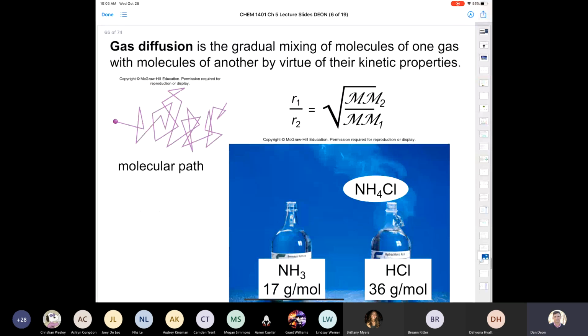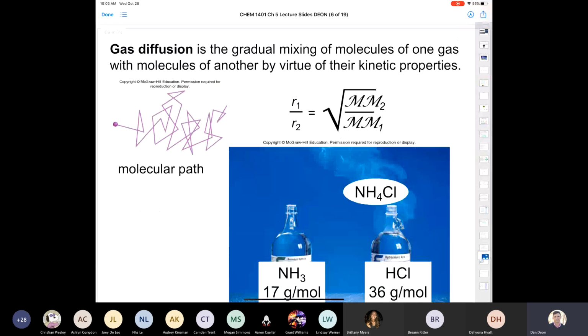Gas diffusion is the gradual mixing of molecules of one gas with the molecules of another by virtue of their kinetic properties. Look at this. This is the molecular path that I was trying to draw earlier, right? Remember, gas molecules are in constant random motion. They're just switching directions without even hitting the walls of a container. Okay, here's a scenario that really explains this concept well, I think.